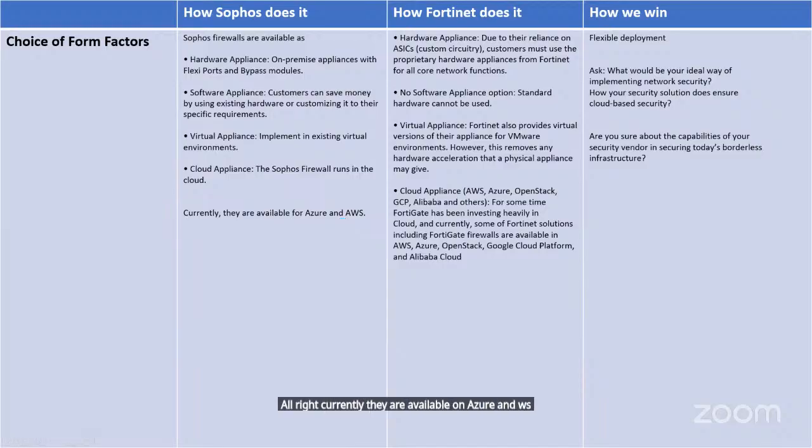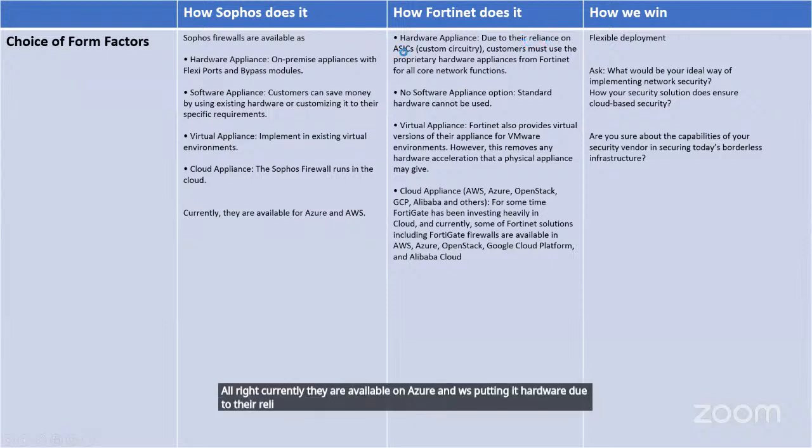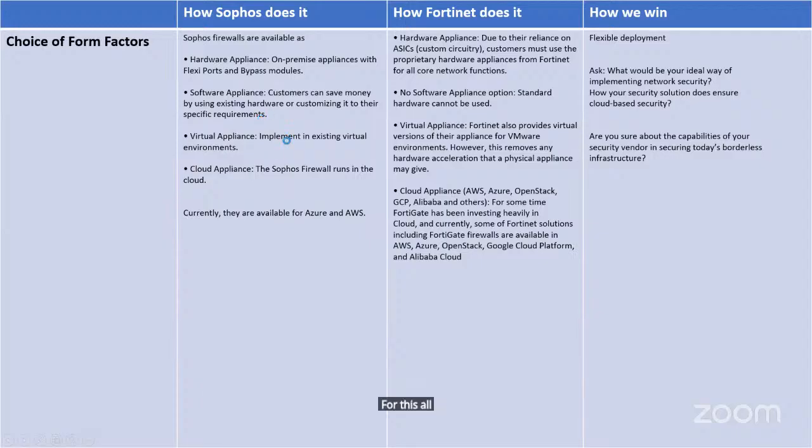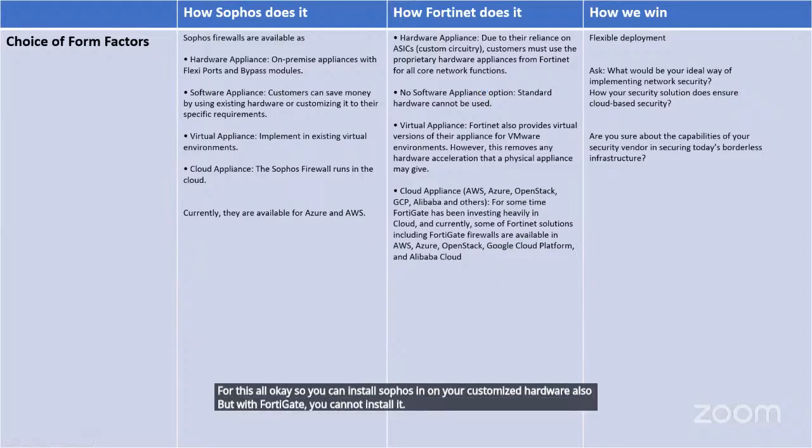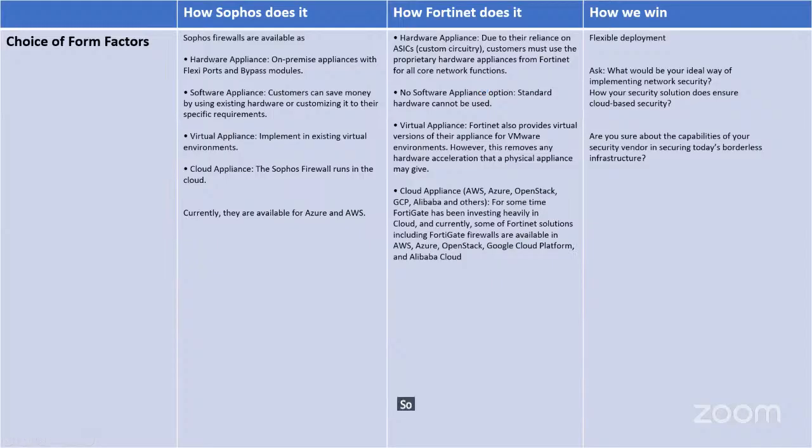FortiGate hardware relies on a key component, the custom circuit. They have custom hardware, so the customer must use the proprietary hardware. So the appliance for FortiGate is all. You can install Sophos on your own customized hardware also, but with FortiGate you cannot install it. So yeah, I'll come to your question in a moment. There is no software option available, and standard hardware cannot be used.